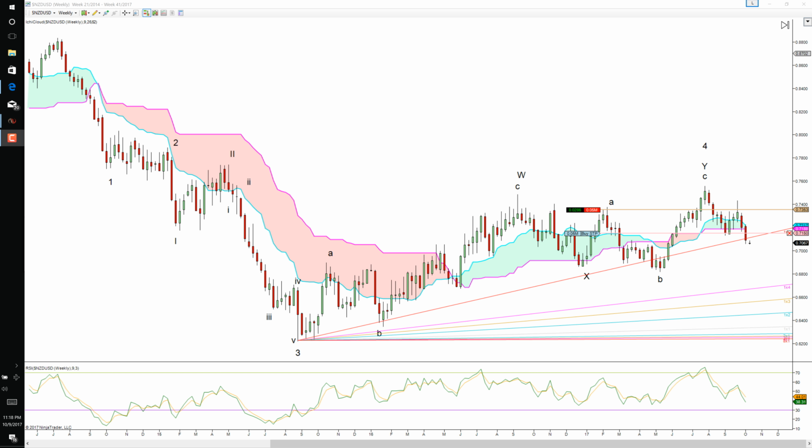So basically, starting with the New Zealand weekly, we have the 1-2-1-2 count, and we have the wave 3. Okay, so we have the 1, 2, and then 1, 2, 3, 4, 5, and 3. We have the A, we have the B, we have the C for W, we have the X, we have the A, we have the B, and the C for Y of wave 4.